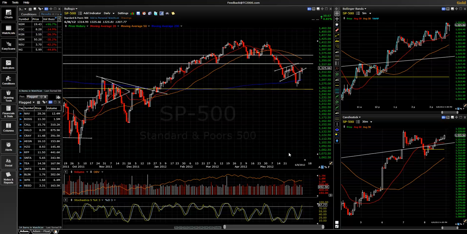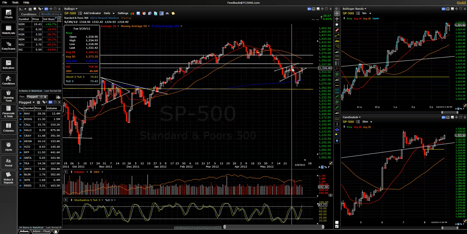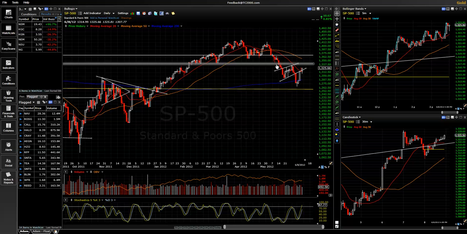Going forward, we are still in a downtrend as we're putting in a series of lower highs, as you can see right here and here, and lower lows, as you can see through here and here. So we are still in a downtrend until we break that 1334 level and put an end to that lower highs and lower lows series.